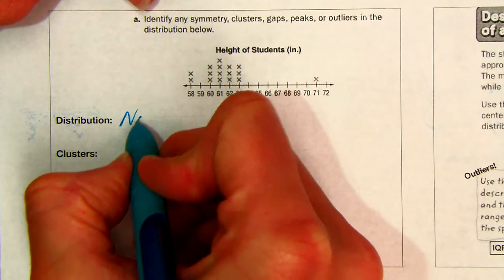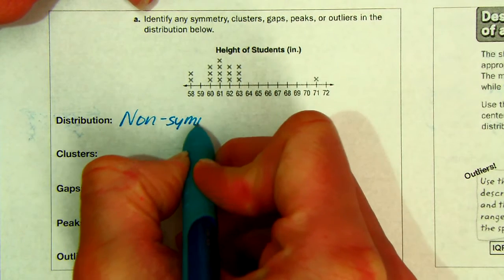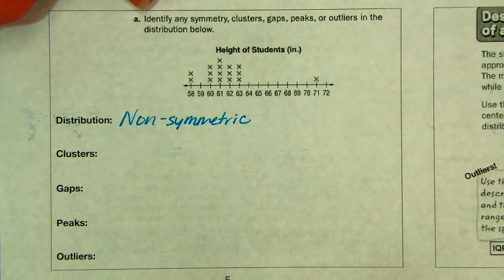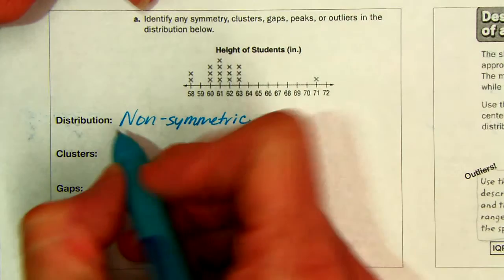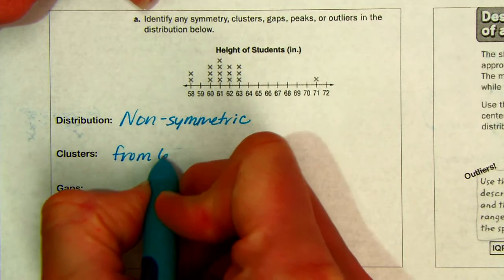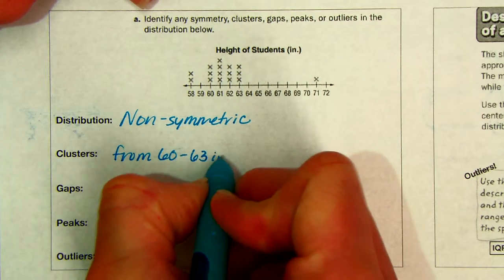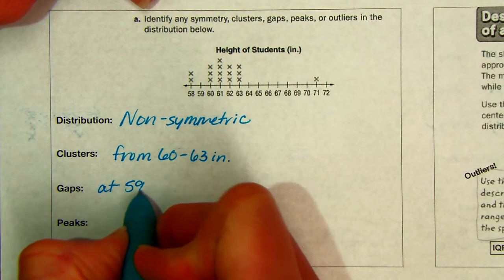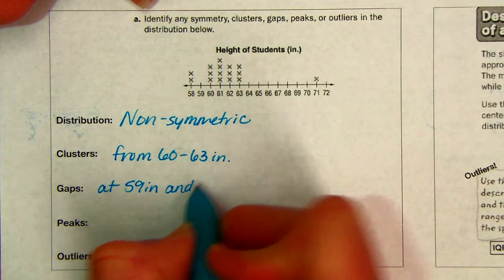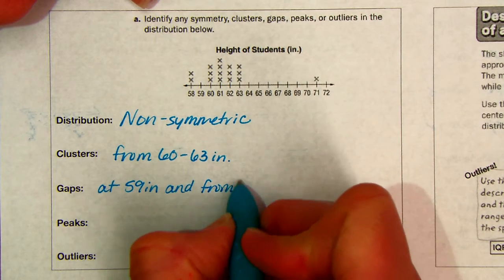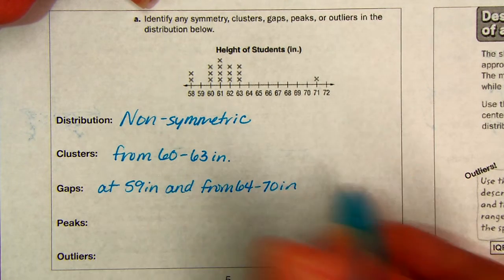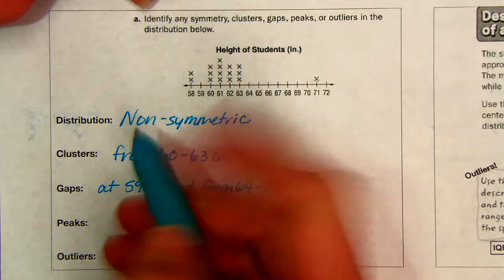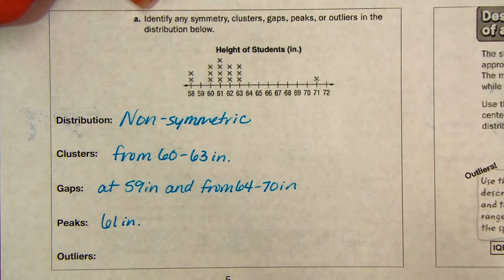There are clusters. I would say there's one main cluster right here from 60 to 63 inches. There's a gap at 59 inches and another big gap from 64 to 70 inches. There's a peak at 61 inches and an outlier. Now let's determine if this is an outlier. 71, I would say there's a pretty good chance, but let's practice determining this.